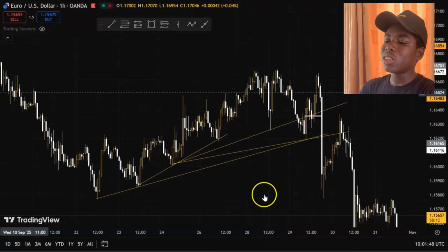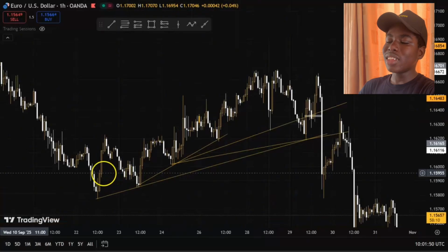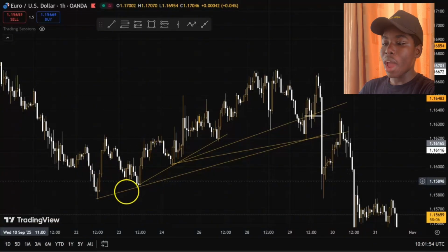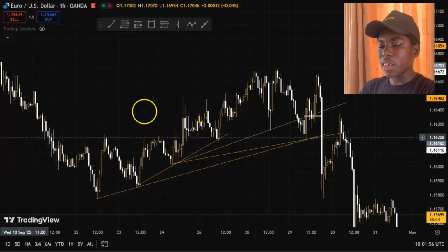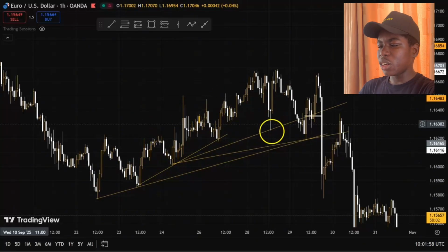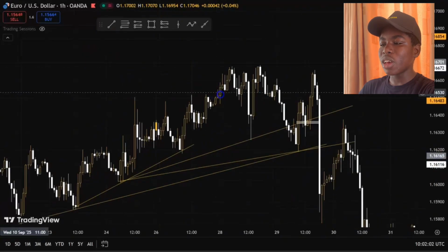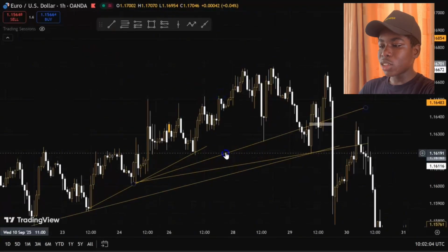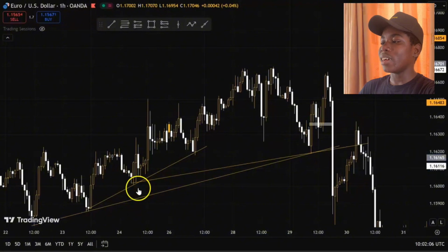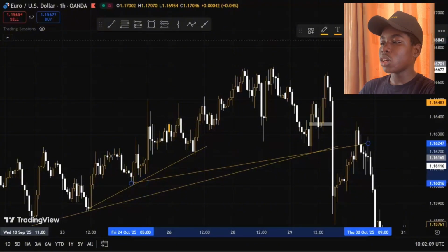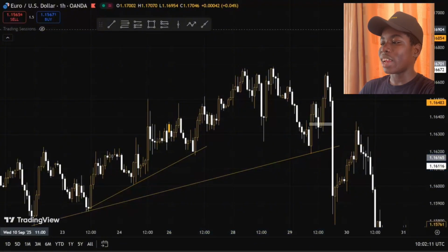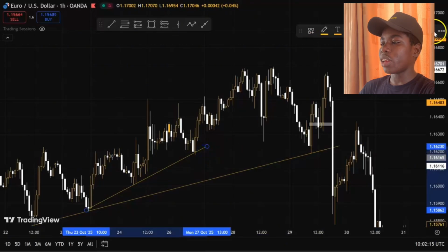And apart from it looking so messy, you get this thing called analysis paralysis, where you don't know whether you should enter off here, you should enter off here, you should enter off. It becomes so much and so overwhelming. You don't even know what to do. That's why I recommend that you do what? You just stick to one trend line.